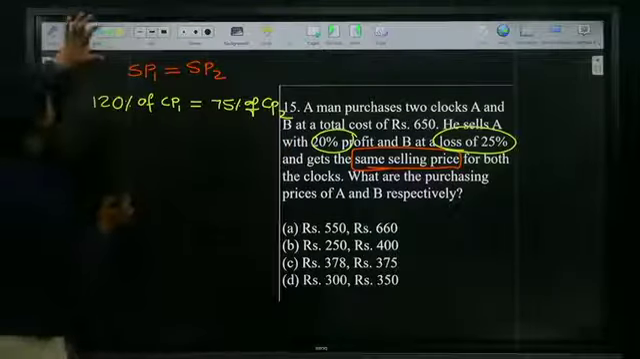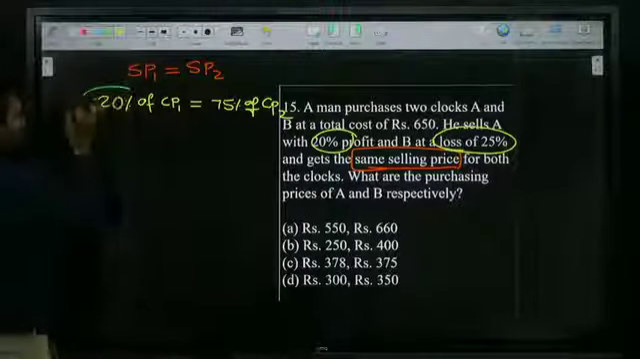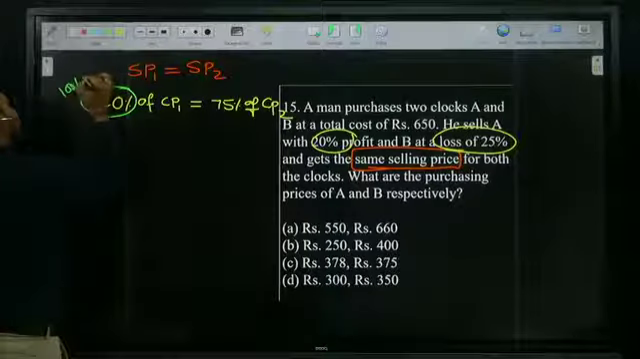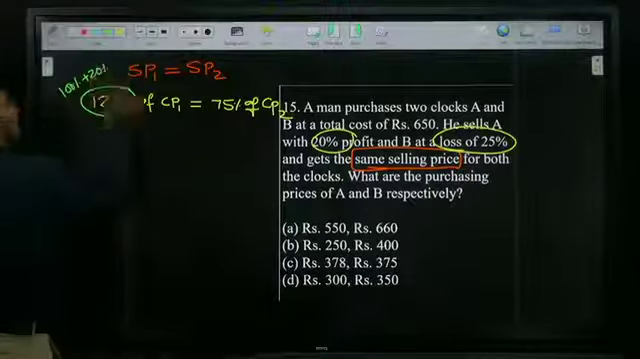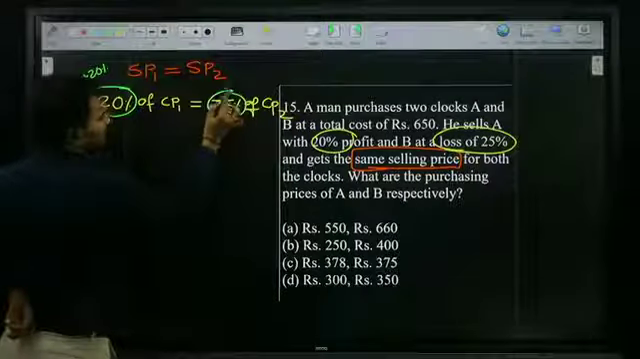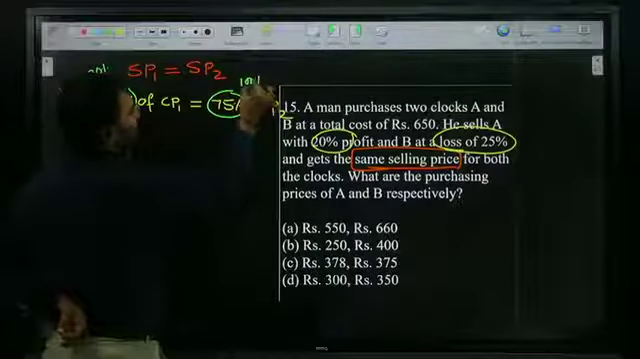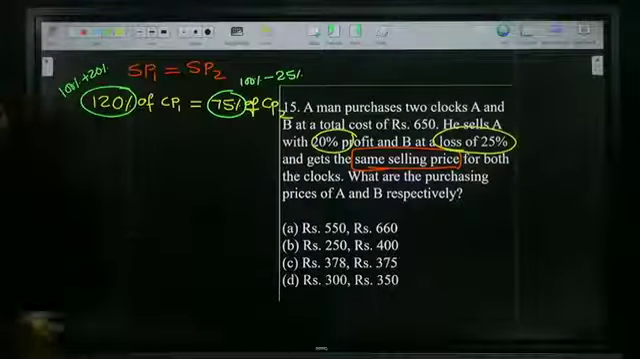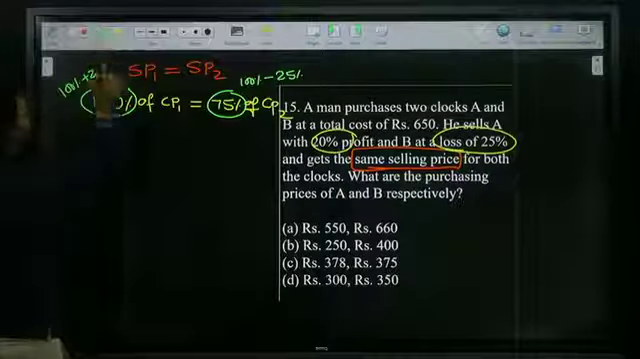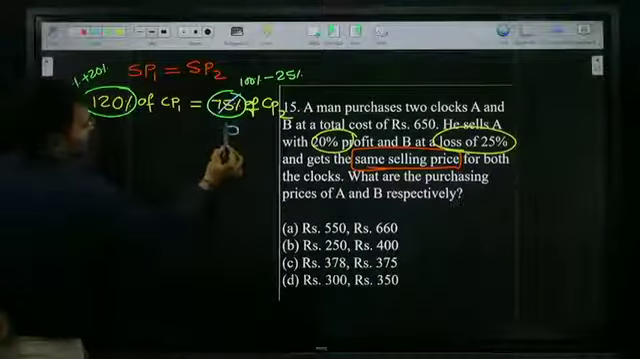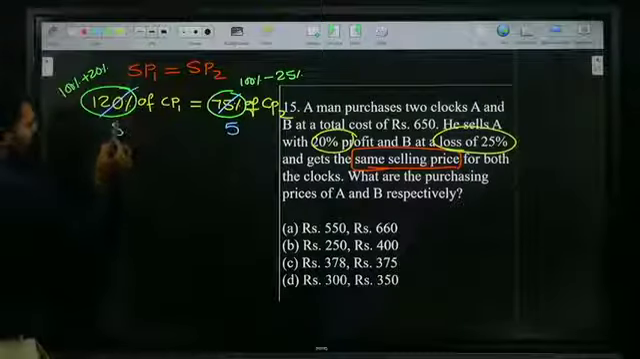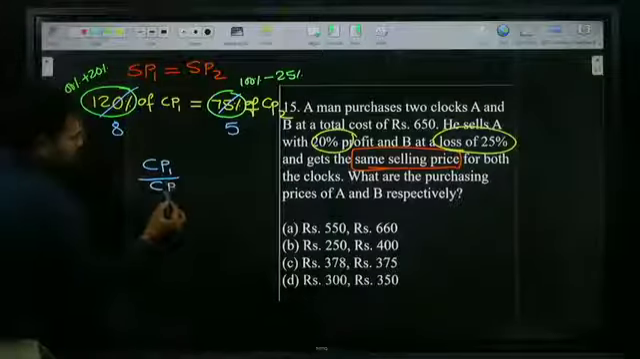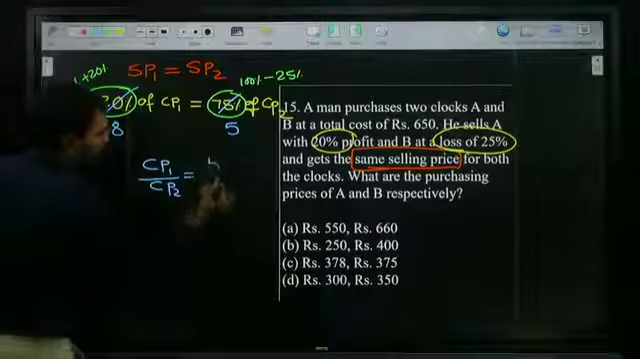Why am I taking 120%? Because 100 is the CP plus 20% profit. Why am I taking 75 here? 100% cost price is there, and the loss is 25. All of you understood? So if we cancel, 15 5s are 75, 15 8s are 120. Therefore CP1 by CP2 is equal to 5 by 8.